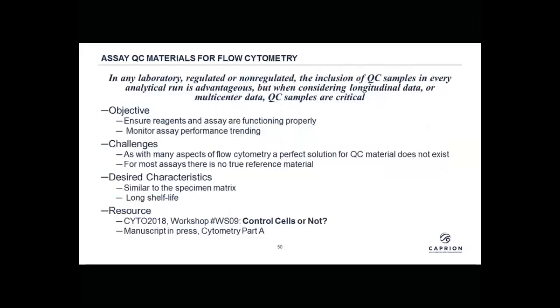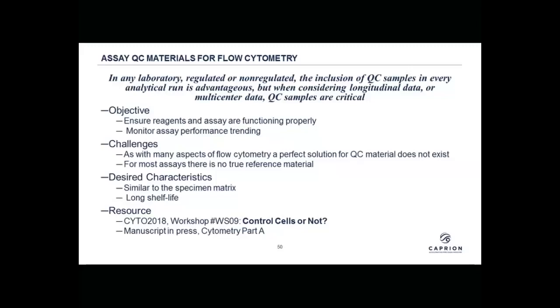So let's talk about QC material for flow cytometry. And in any laboratory, regulated or non-regulated, if you use QC material in every run, it's advantageous. It really can tell you a lot about your assay. But when you're considering longitudinal data and multi-center clinical trials, QC samples are critical. So the objective of a QC is to ensure that the reagents and assays are functioning properly. So these are assay process controls.